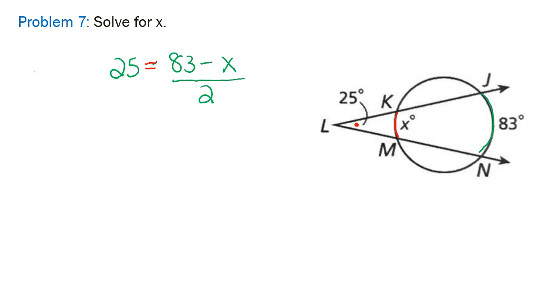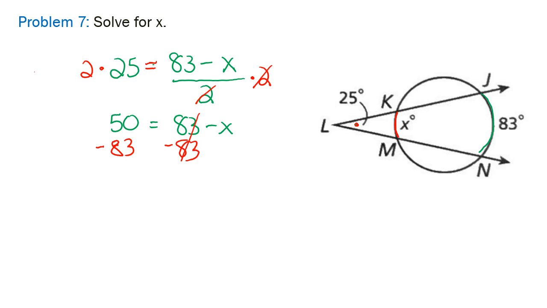Now we have our setup. So if we go ahead and multiply both sides by 2, because we want to get rid of this fraction, we're going to be left with 83 minus x equals 50. We're going to minus 83, and we're going to get negative x equals negative 33. We're going to divide both sides by negative 1 because we want our x to be positive.